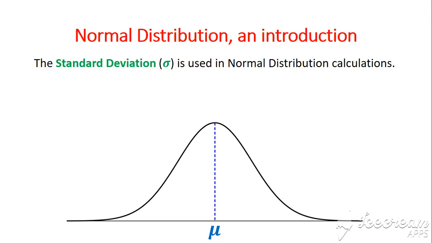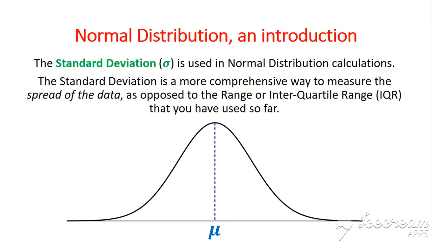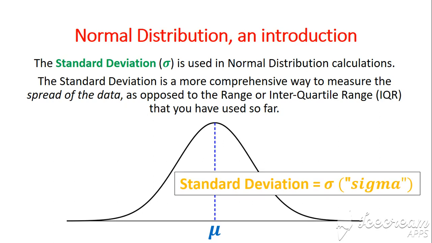All right, now we're going to talk about this thing called the standard deviation. And the standard deviation is used in normal distribution calculations. Now, the standard deviation is a more comprehensive way to measure the spread of the data, as opposed to the range or interquartile range that you've used so far. Standard deviation has this funny symbol. It's like a circle with a little flick at the top, and it's named after the Greek letter sigma.